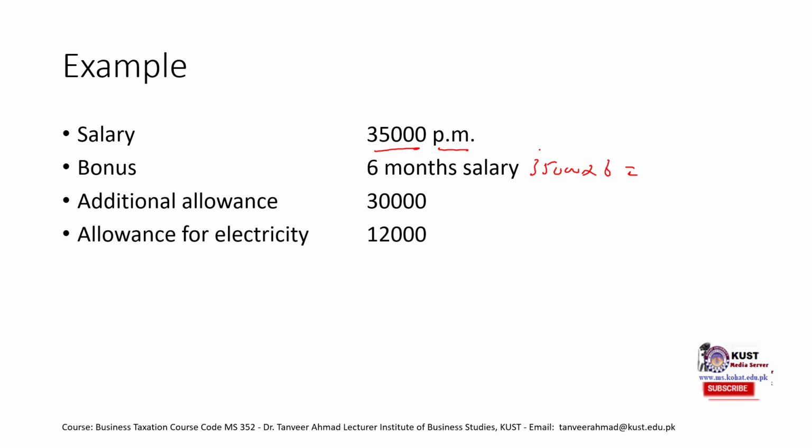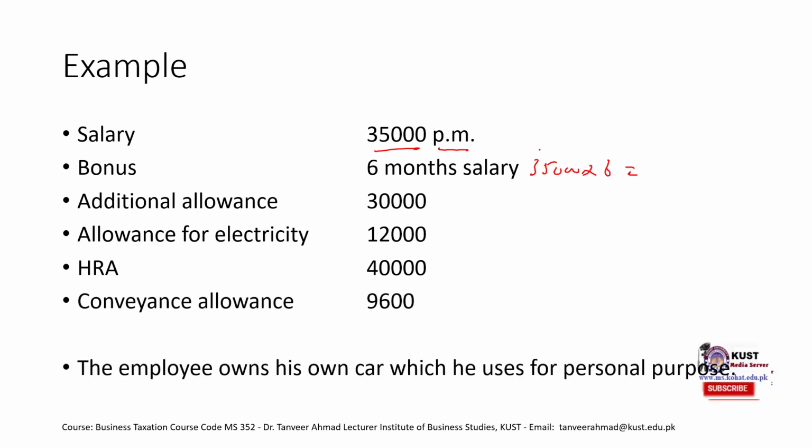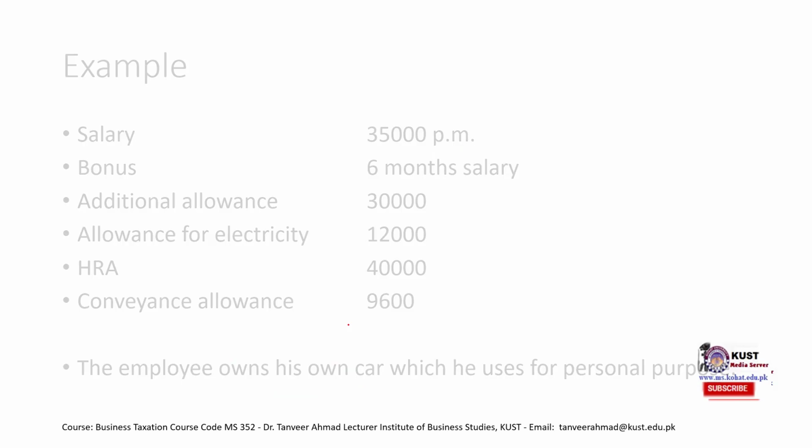So allowance for electricity, then we have HRA, which stands for house rent allowance, then we have conveyance allowance, and the employee owns his own car which he uses for personal purposes. Now remember, this might be tricky because it says the employee owns his own car. So when he owns his own car, the employer didn't give any conveyance facility, right? So this is irrelevant in this case. Owning their own car by an employee is not taxable. So let's calculate tax on this example.